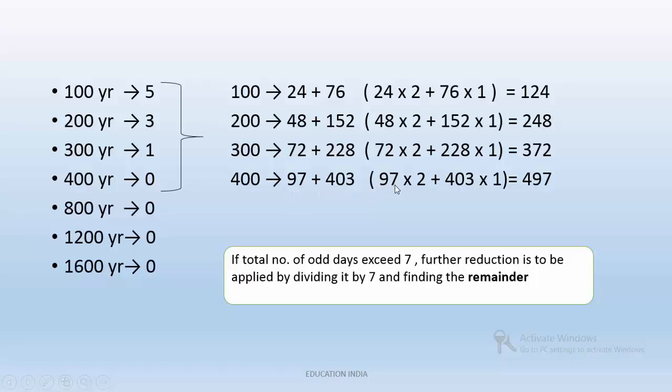Each of these 97 leap years will again contribute 2 odd days, and these 403 non-leap years will contribute 1 odd day each. Thus, the total number of odd days will be 497, which again exceeds 7. So, it has to be divided by 7, the quotient of which gives the complete number of weeks, and the remainder gives the total number of odd days.